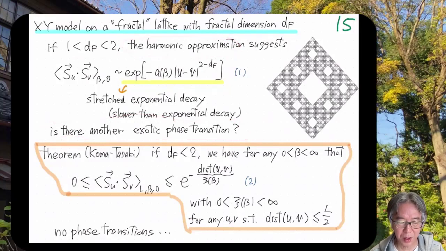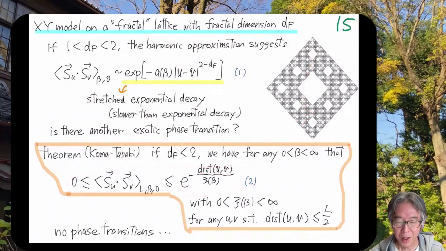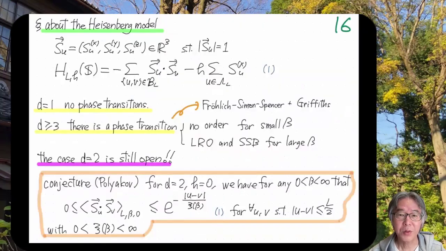Unlike in 2 dimensions, the harmonic approximation fails in this kind of case. Toru Koma and myself wrote an easy short paper in which we proved that if this fractal dimension is strictly less than 2, then at any temperature, the 2-point correlation function decays exponentially. Here you cannot use the usual Euclidean distance, so we use the graph theoretic distance, the length of the shortest path that connects 2 points. Anyway, this shows that there's no phase transition in this case. This was just a short remark.